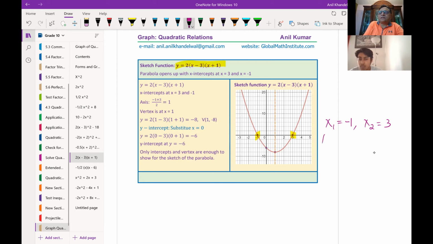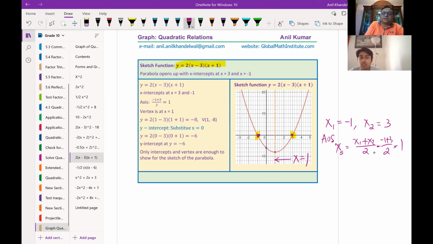Can you tell me what the axis of symmetry is? The axis of symmetry would be x1 plus x2 divided by 2. So in this case, -1 plus 3 divided by 2, you get 1. So you see this axis of symmetry is x equals 1. You get the idea. Yes, sir. Mark the x-intercepts on the graph, and then x equals 1 is your axis of symmetry.